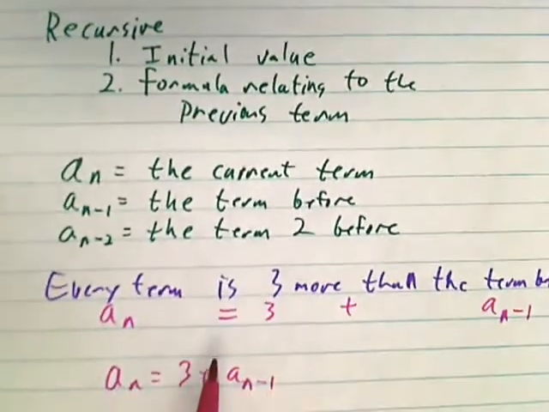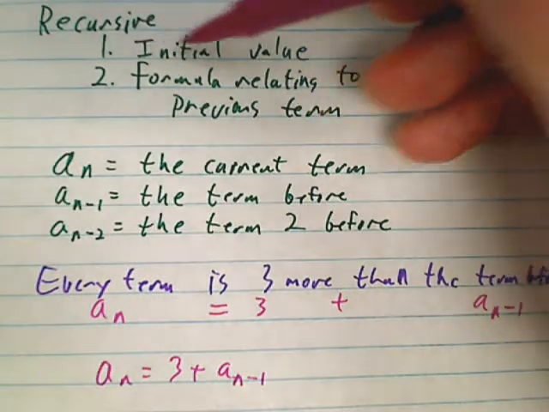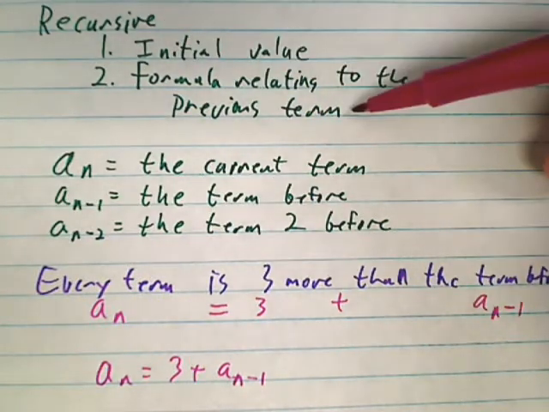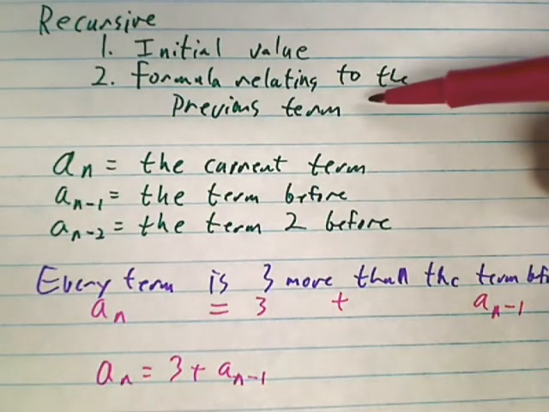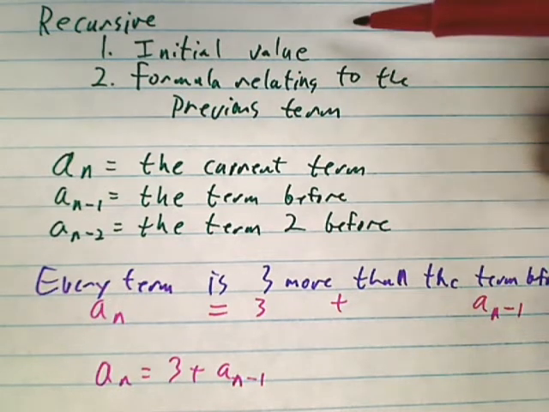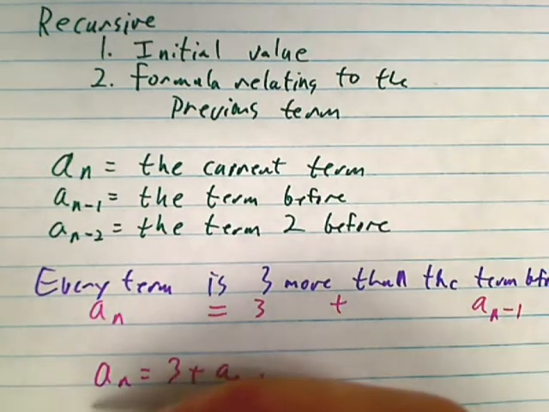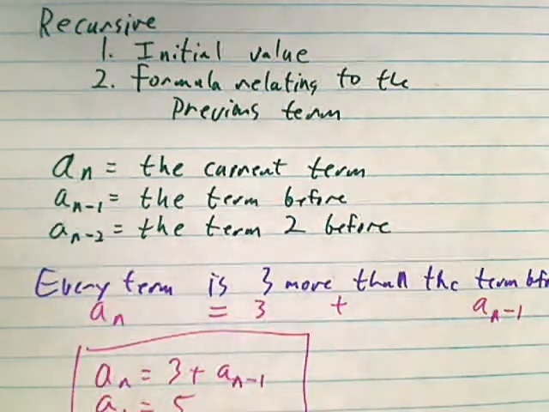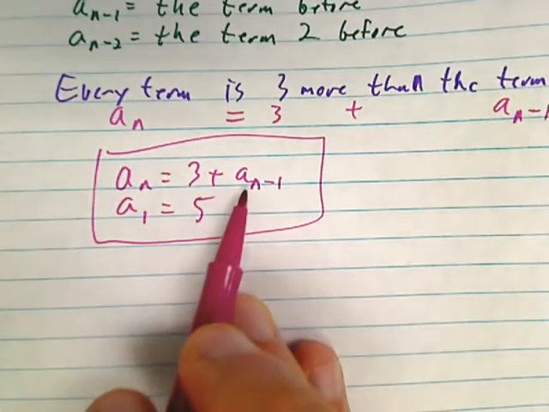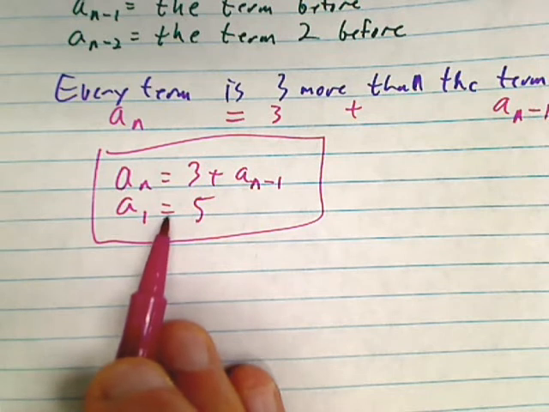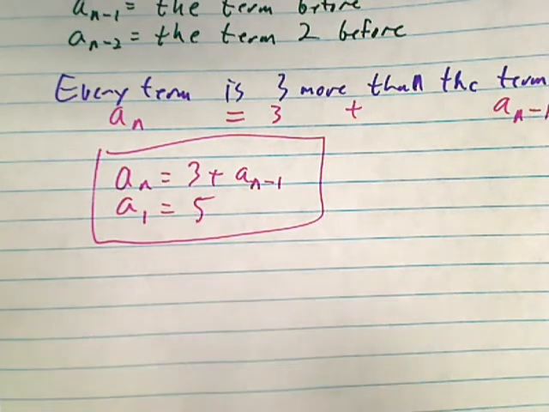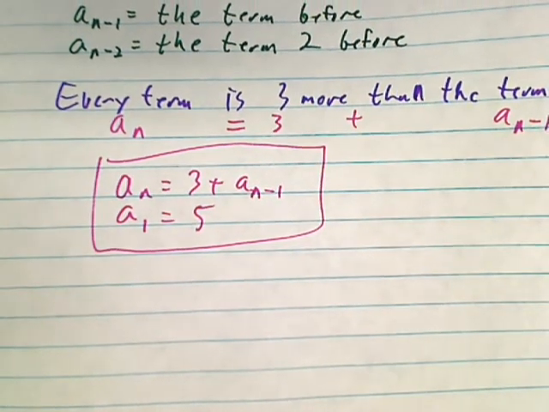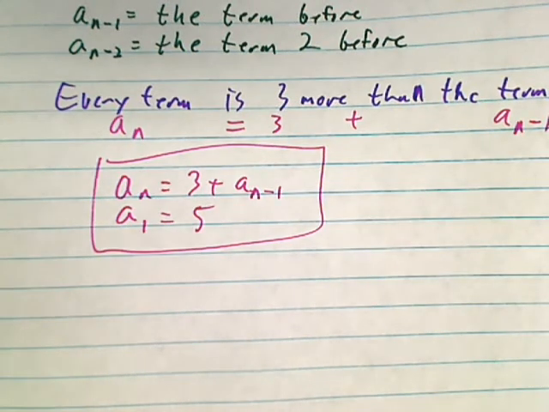Now, we kind of went backwards here, right? In the recursive definition, we need somewhere to start, an initial value, and then a formula relating to the previous term. We have the formula, and I just need the initial value. The first value was 5. So I'd also say a sub 1 is 5. So every term is 3 more than the term before it, and the first term is 5. And that is a recursive formula. Go ahead and think of stuff for your left-hand side.